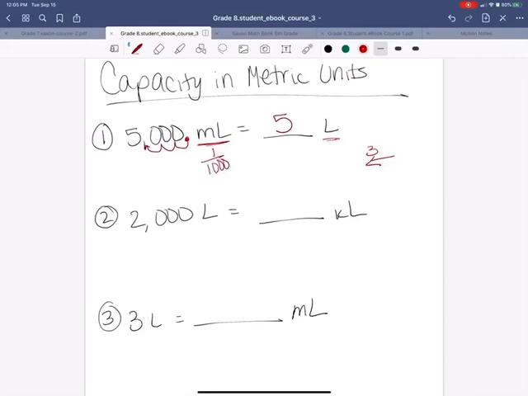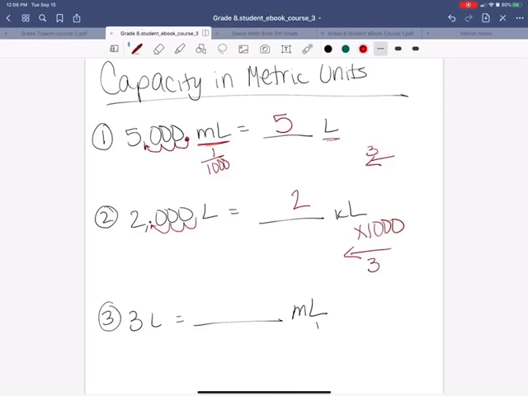All right. And here I'm going from liters to kiloliters. And remember, this is just times 1,000. So that means I'm going to the left again, 3 spaces: 1, 2, 3. So my decimal is here. So that's 2 kiloliters.